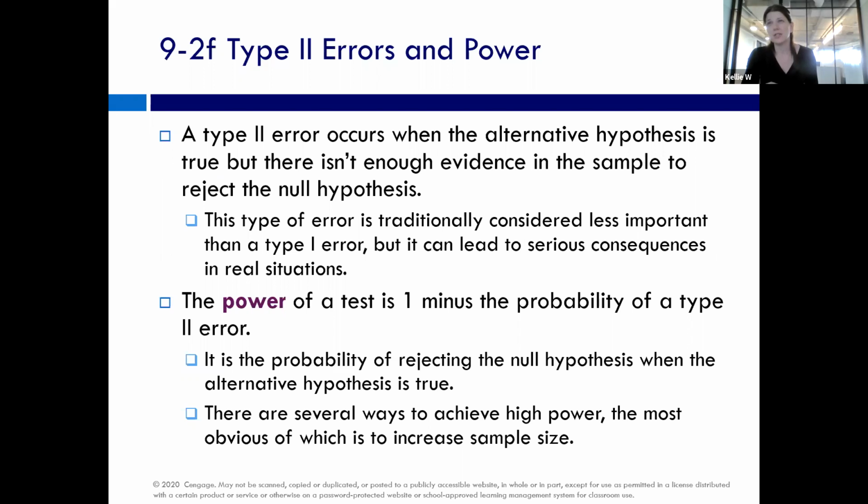The best way to achieve high power on a test is to just increase the sample size. So the larger the sample size, the less likelihood that you would have a type 2 error in general.